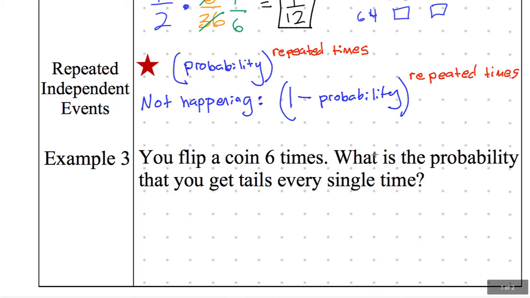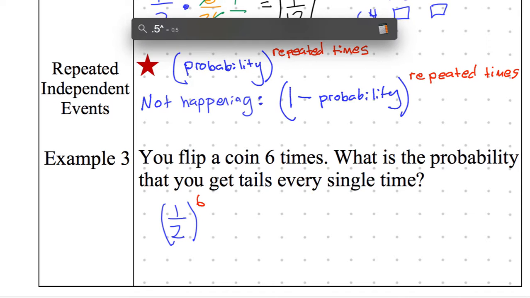I just want to play with this rule. So we're flipping a coin 6 times. What's the probability that you get tails every single time when you flip it 6 times? Well, what's the probability of just flipping tails? 1/2. Okay, so we're going to do 1/2. That's the probability. That's this base blue number. And then how many repeated times are we doing this? 6. Do you have your calculators ready? I can do it for you if you want.